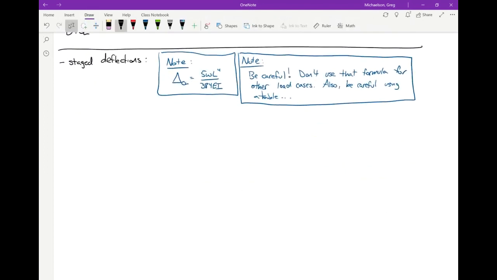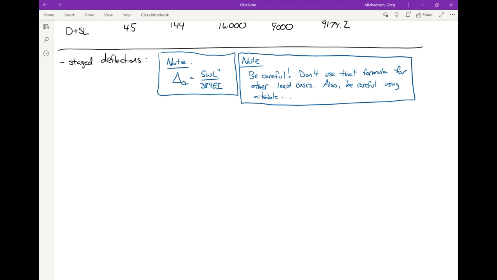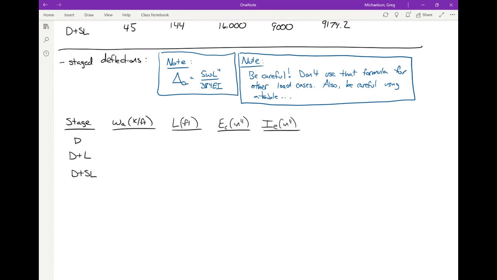Now, again, because we're dealing with a simply supported beam and all the loads are uniformly distributed, this is going to be pretty doable. So we have our stage. We have the same three stages, D plus L, and D plus SL. Now, look at our formula. Our formula says that 5 WL to the fourth over 384 EI. So we need a W, we need an L, we need an E, and we need an I. And we do that to get a deflection.